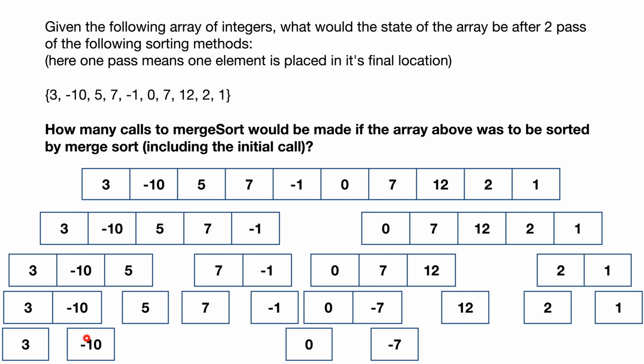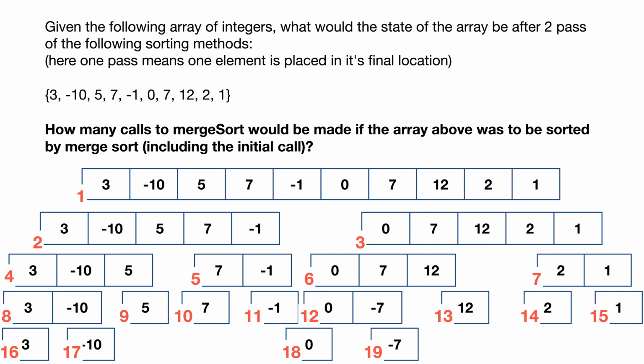right? Merge these 2, we merge these 2. But this is the end of the recursion calling, right? These are all of the recursive calls that would have been made. So how many are there? Well, there's 1 call here, and then 2, 3, 4, 5, 6, 7, 8, 9, 10, 11, 12, 13, 14, 15. So there's 19. So the answer here was 19 calls to merge sort.